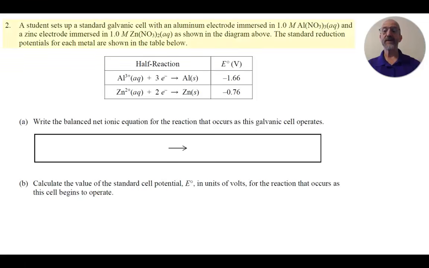It says a student sets up a standard galvanic cell with an aluminum electrode immersed in a 1 molar solution of aqueous aluminum nitrate and a zinc electrode immersed in a 1 molar solution of aqueous zinc nitrate, as shown in the diagram above. The standard reduction potentials for each metal are shown in the table below. Part A. Write the balanced net ionic equation for the reaction that occurs as this galvanic cell operates.